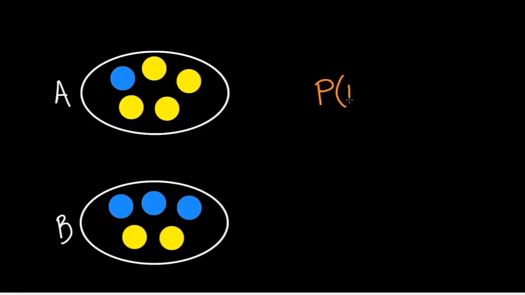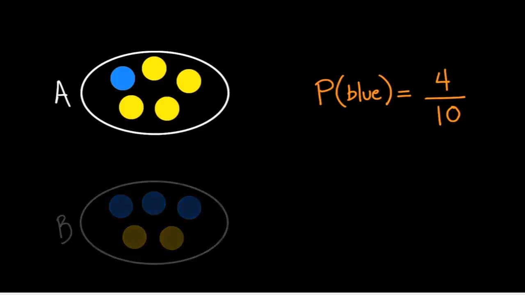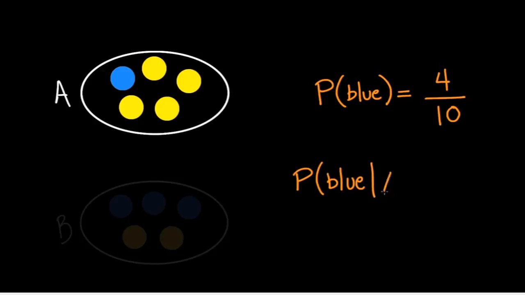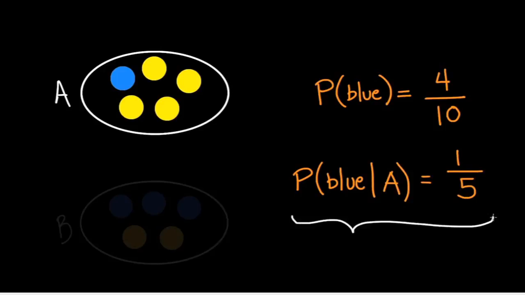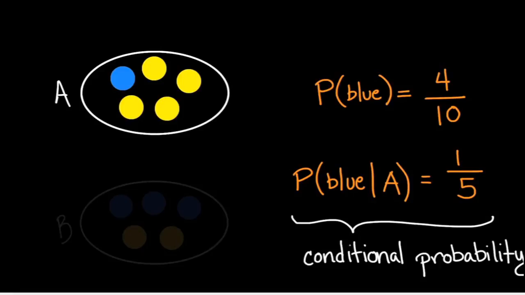In the first scenario, the sample space consists of all 10 marbles, because we are free to draw from both bowls. In the second scenario, we are restricted to bowl A. Our new sample space consists of only the 5 marbles in bowl A. We ignore the marbles in bowl B. Restricting our attention to a specific set of outcomes changes the sample space and can also change the probability of an event. This new probability is what we call a conditional probability.